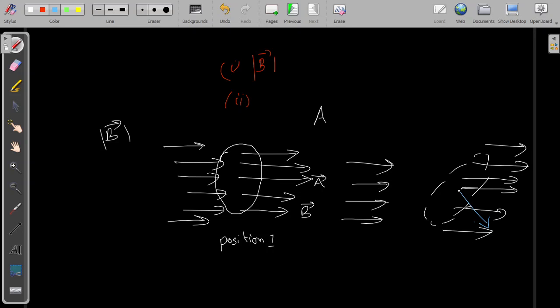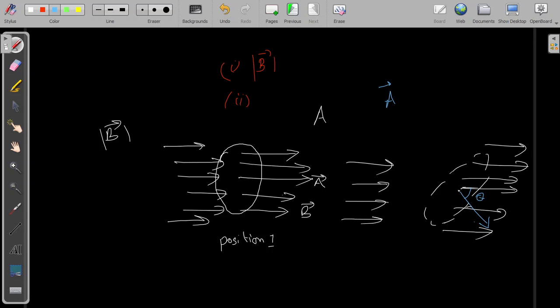Yes, so the area vector, the magnitude will be the same as before. But what happened to the direction? The direction of this area vector is exactly normal to this area plane, or the plane containing the area. The plane got tilted by an angle theta from the horizontal axis, like this, theta.